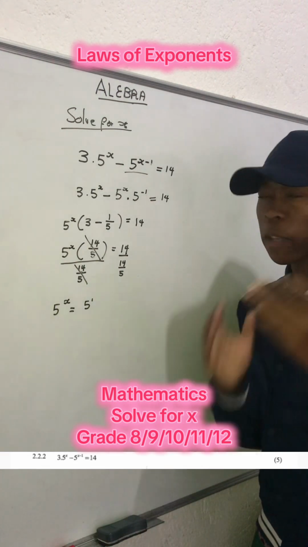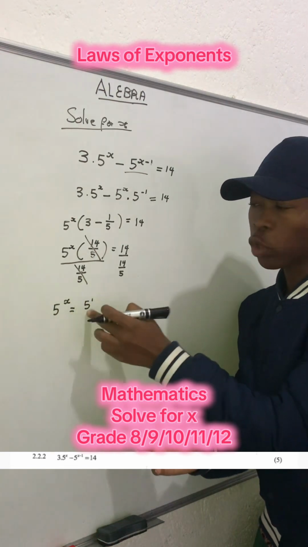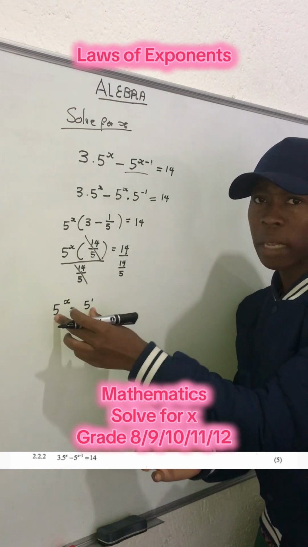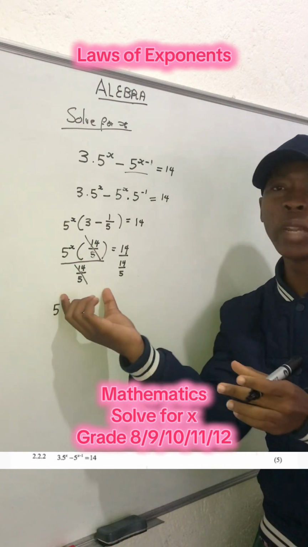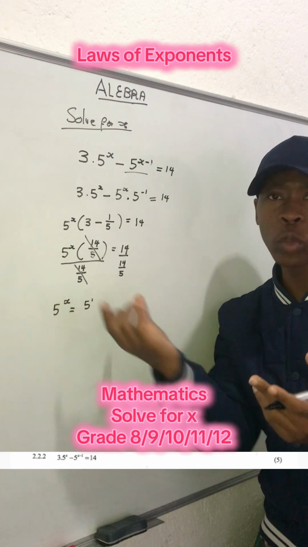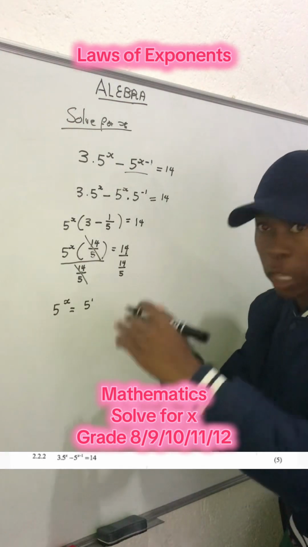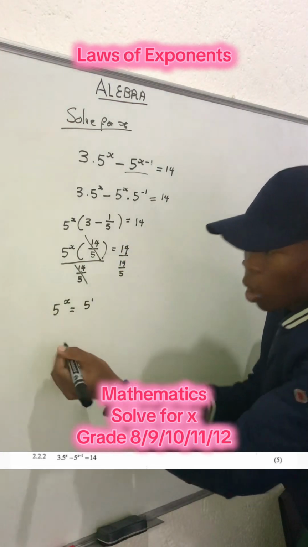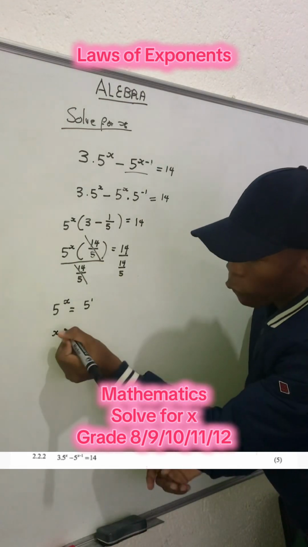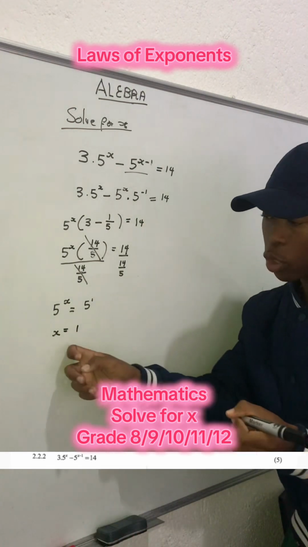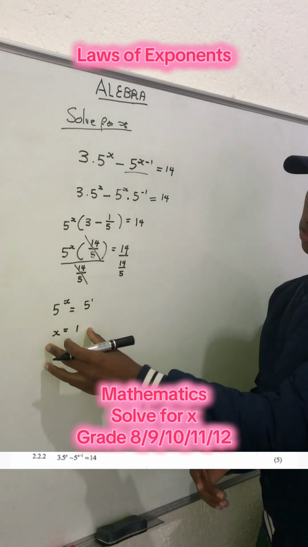I hope your teachers have taught you that once you have something like 5 to the power x is equal to 5 to the power 1, the bases are the same. You can drop the bases, and you will equate the exponents. Once I drop the bases, you won't see them because I've dropped them. They are the same. Now I'm left with x this side because I've dropped the bases. Now I've equated the exponents. x is equal to 1. So this is how you solve this question.